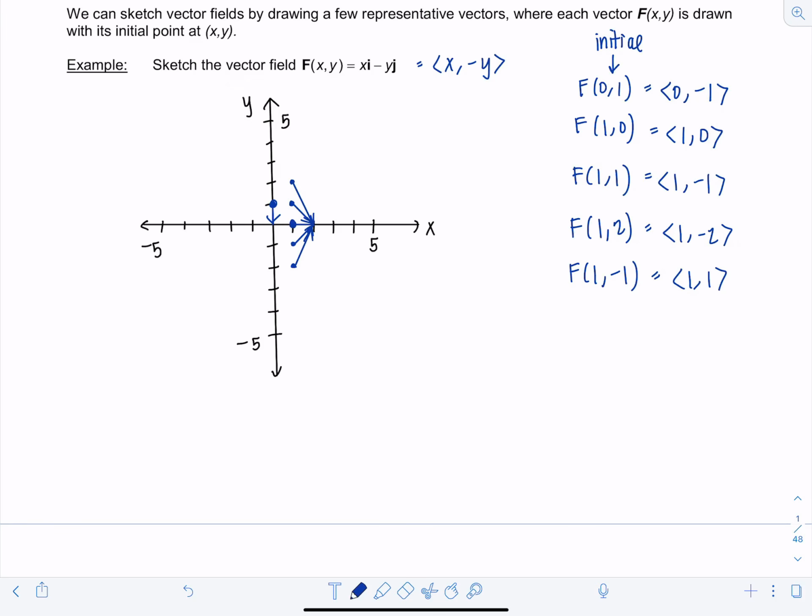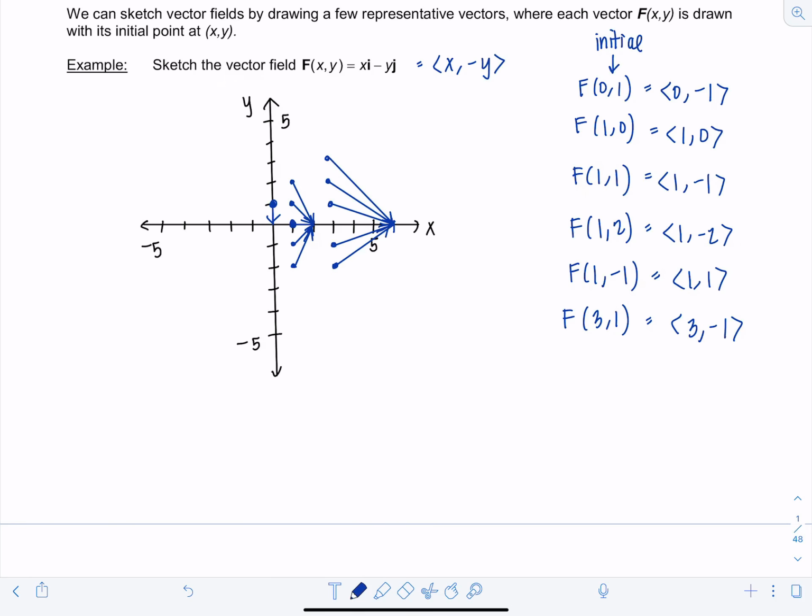What if I went out a little bit further? What if I plugged in maybe f of 3, 1? Then I would get the vector 3, negative 1. So 3, 1 would start here. Then I have the vector 3, negative 1. It would terminate back at the x-axis. And same thing, if I went up higher, then the y component would just be the opposite of y. It would send me back down there, etc. And then you can just mirror them on the other side because we know what's going on here.